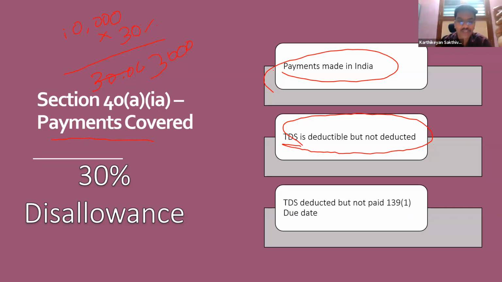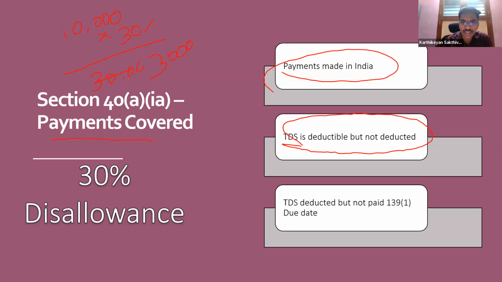For our discussion, for the examination, we can simply say that in case the payment is covered under any of the TDS section, TDS is required to be deducted and it is not deducted, or after deduction it is not paid before 139(1) due date அப்படின்னா you will in case of a non-resident 100% disallowance of that expenditure. Second, in case of a resident there will be 30% disallowance of the expenditure.